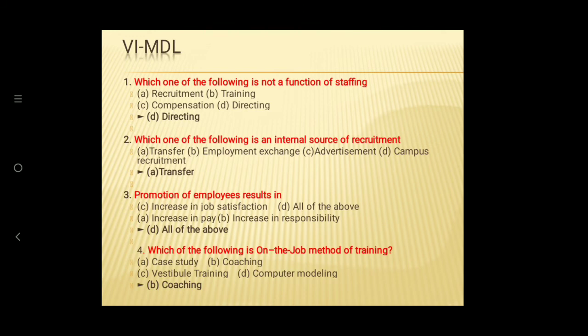So here the question: which of the following is an on the job method of training? Case study, coaching, vestibule training, computer modeling. Actually, job coaching is also called job instructions. So coaching is the right answer, option B. This is an on the job method of training. And case study, vestibule and computer modeling, these three are related to off the job methods of training.